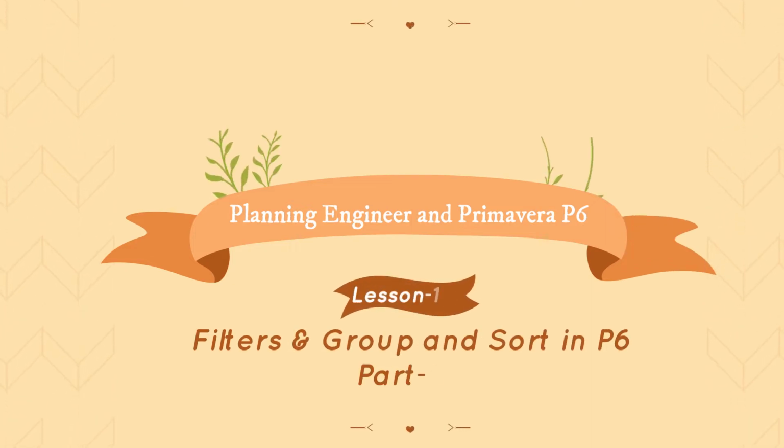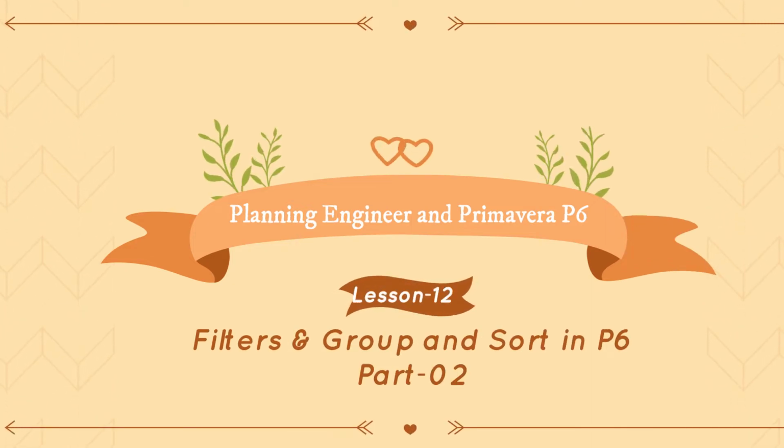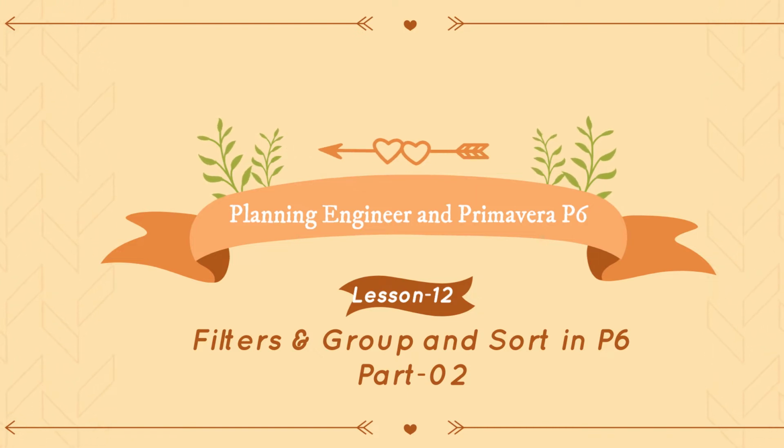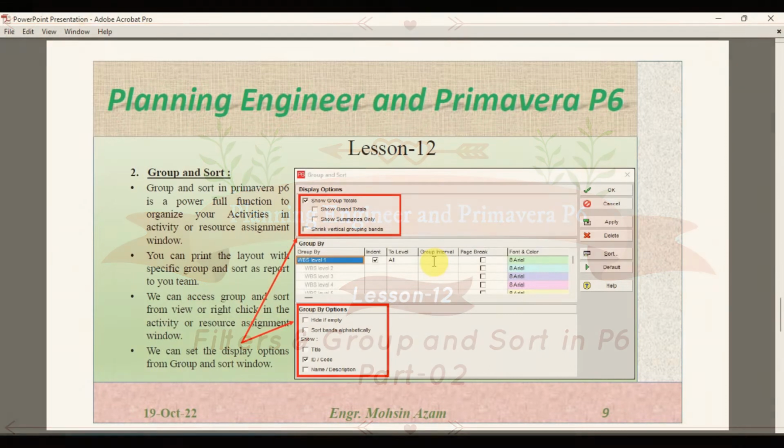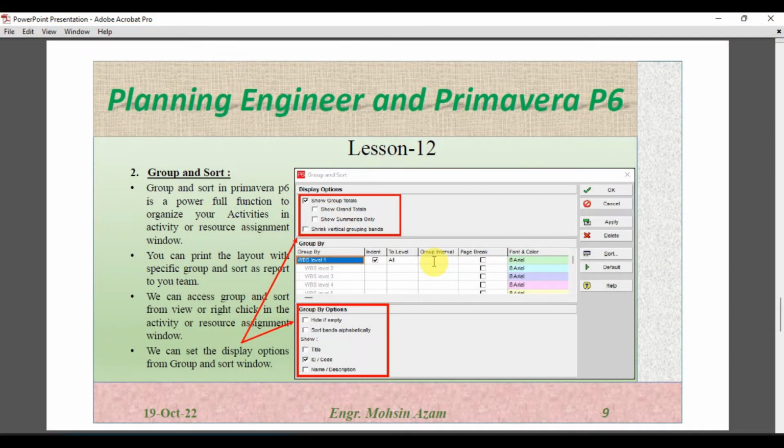Now we have group and sort. If you are applying a filter in Primavera P6, at the same time group and sort is also important. So what is actually group and sort? Group and sort in Primavera P6 is a powerful function to organize your activities in the activity or resource assignment window. So if you want to organize your activities in the resource window or the activity window, you have to use the group and sort tools.